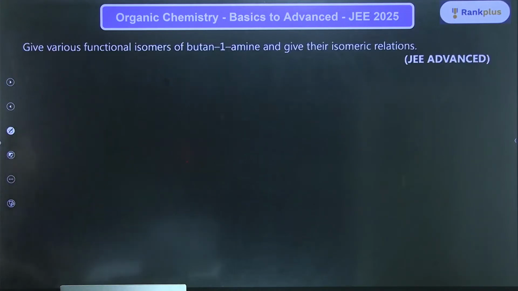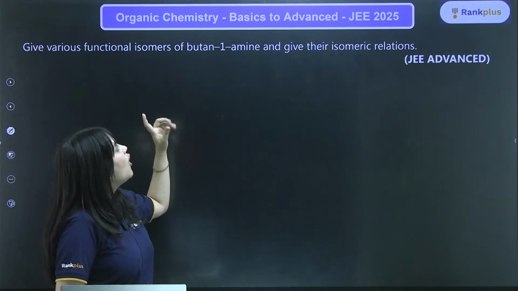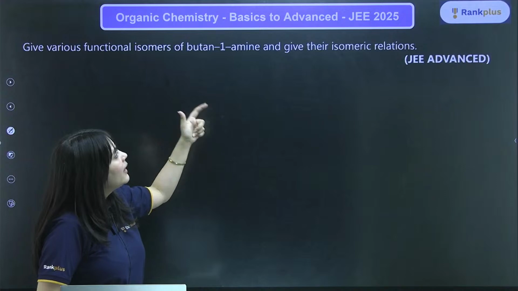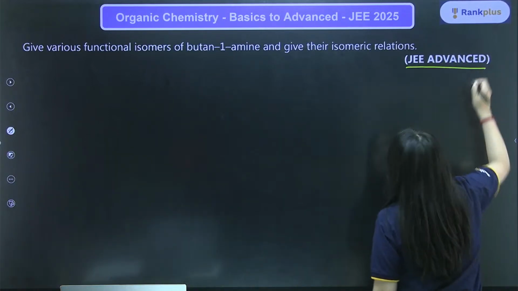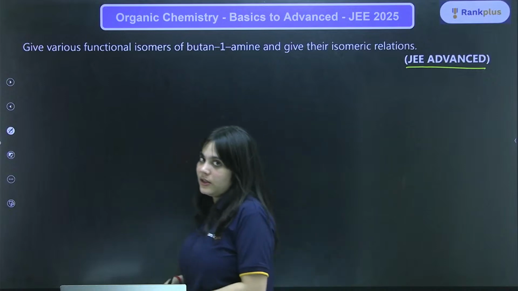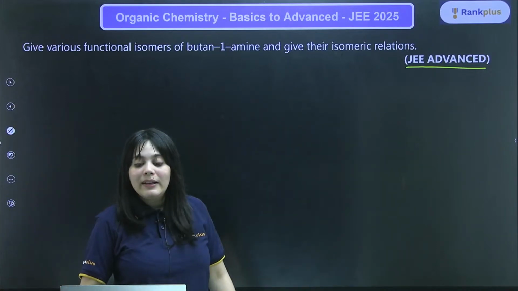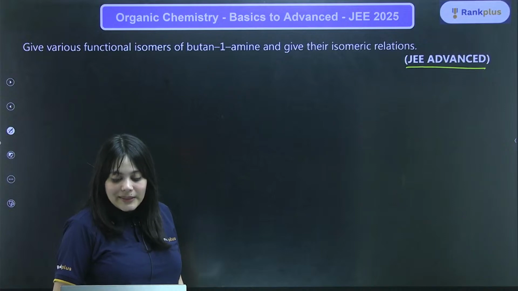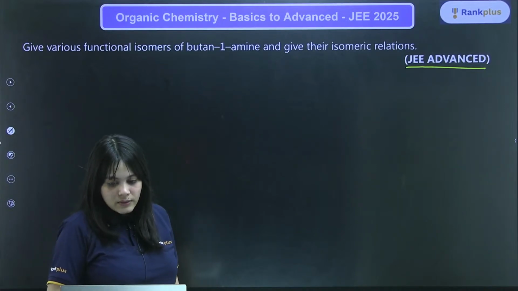Let's move on to the next question. Next is: give various functional isomers of butane-1-amine and give their isomeric relations. This was asked in JEE Advanced. This is an old JEE Advanced question, right? Old JEE Advanced questions have a tendency to get repeated. So that's why I'm teaching you, right? Again, another very beautiful question.